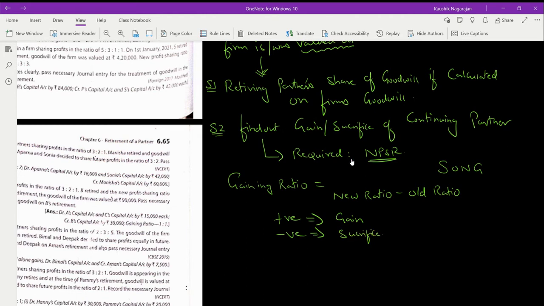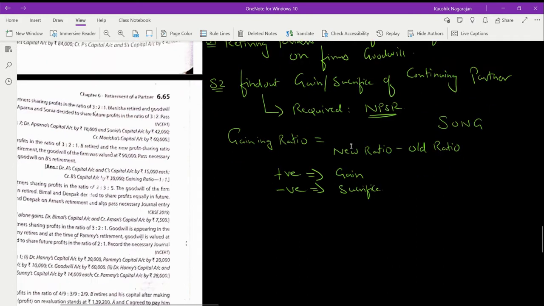And remember, in retirement, there are chances for one or more of the continuing partners to undergo sacrifice due to the retirement of a partner. So in that case, we need to find out the sacrificing partner's share of goodwill also. That's very, very important.